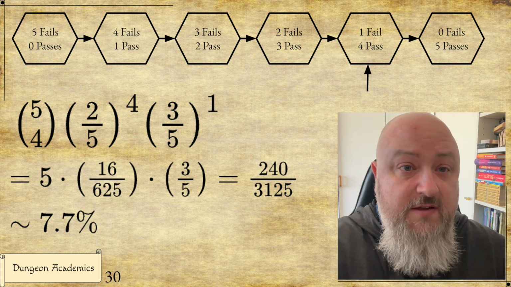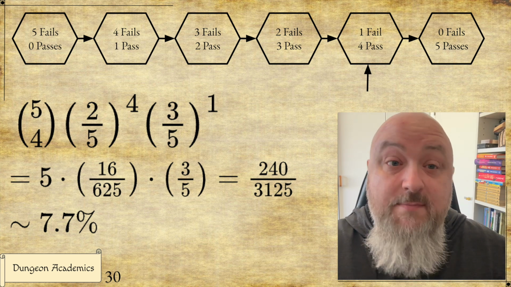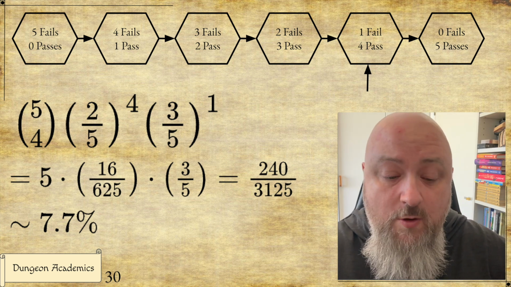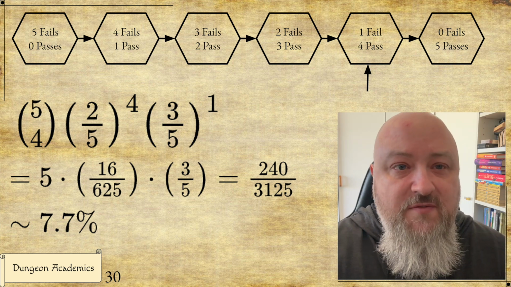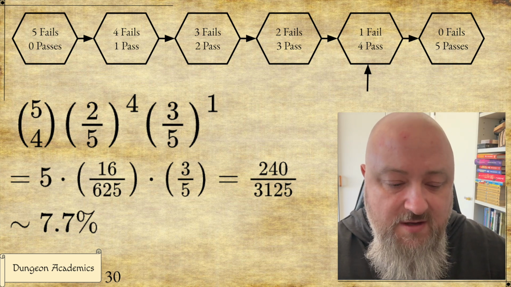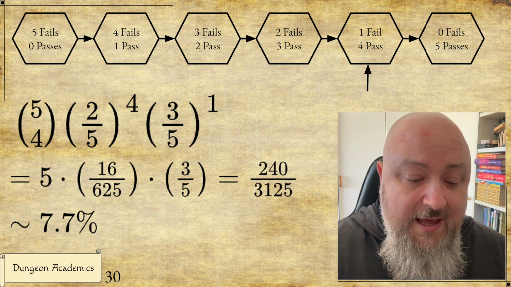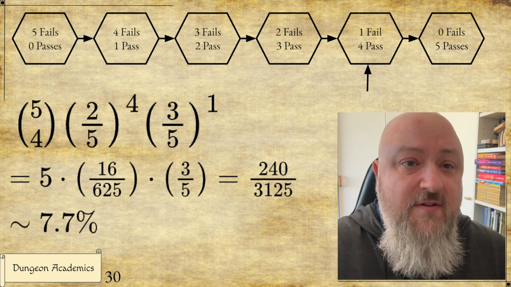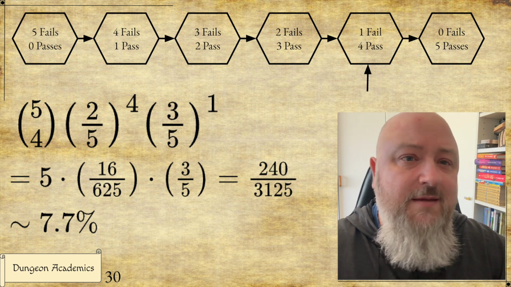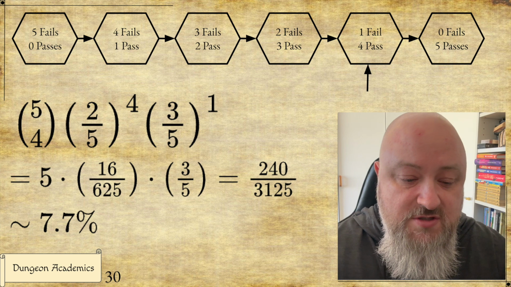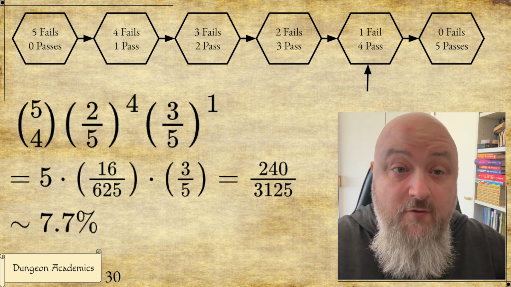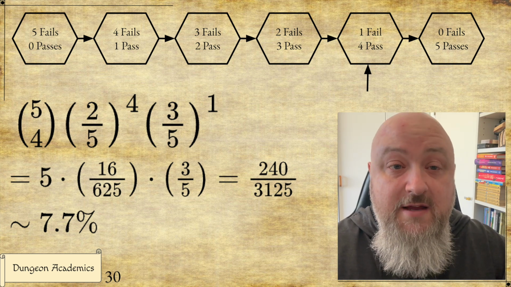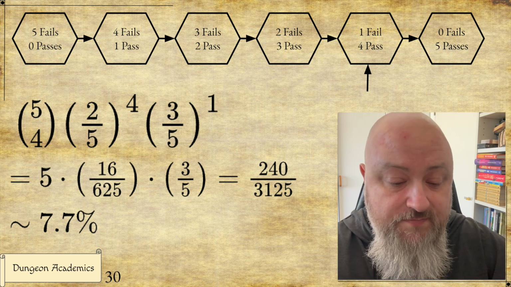Moving on, we consider 1 failure and 4 successes. We'll call this 5 choose 4. And because we want 4 successes, there will be 2 over 5 to the power of 4. And for the 1 failure, 3 over 5 to the power 1. 5 choose 4 is 5. We can consider there's 5 events and we want 1 failure in there, so it can be in any one of the 5 positions. For our 4 successes, we have 2 over 5 to the 4th power, and for the 1 failure, 3 over 5 to the power of 1.